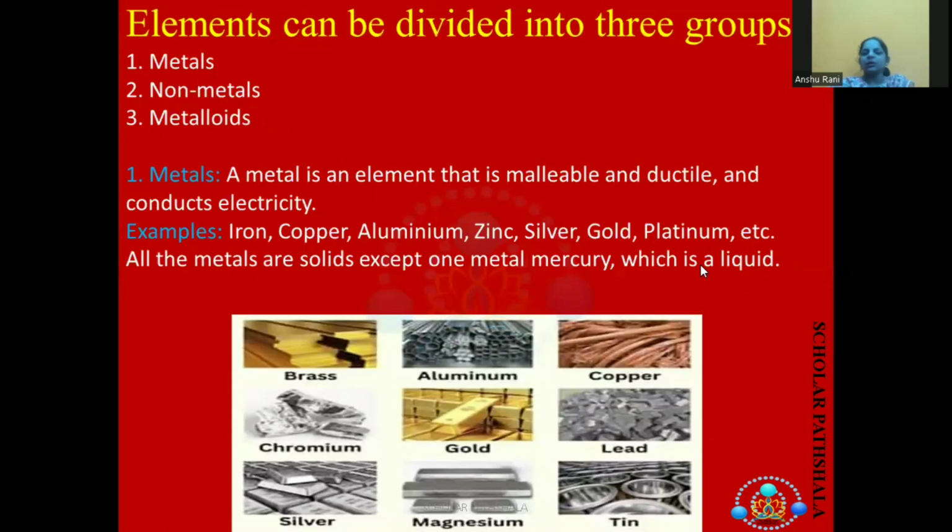Elements can be divided into three further groups. We can have metals, non-metals and metalloids. Metals are the substances which are malleable, ductile, and can conduct electricity. Like iron, copper, aluminium, zinc, silver, gold, platinum, all those shiny substances are called metals. We have one exceptional case, mercury, which exists in the form of liquid in nature.